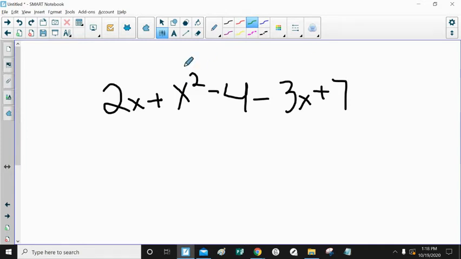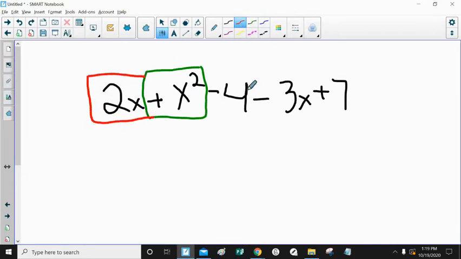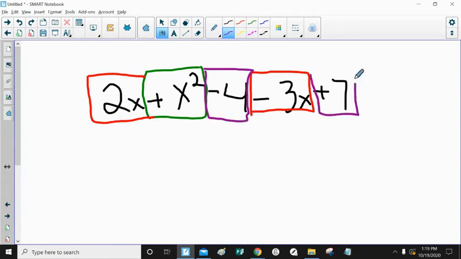X squared has to be in a group by itself because this really means x times x, where the other x terms are just single x's. This one has 2 of those x's together. So that is a totally separate term. That being said, this is its own box. And then I'll do a box for my x's. And I'll box in my constants. I do recommend that you either box them in or underline, like with a single, double, and triple underline, or some sort of way so that you know that you've taken care of each of these terms.